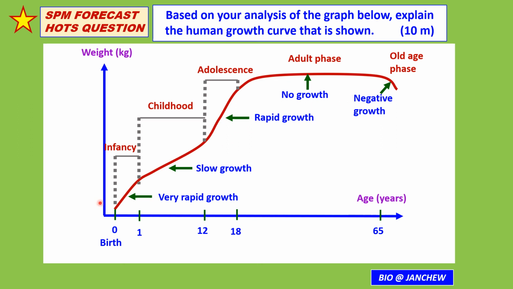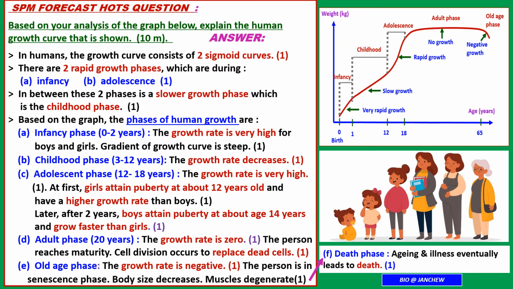negative growth. So our answer must look at each part of the curve, each section of the curve, and explain it. All right, we must be able to explain the different sections of the curve. So let's look at the answer. So again, let's now look at the answer for this HOTS question, SPM forecast HOTS question. Based on your analysis of the graph below, explain the human growth curve that is shown. Okay, let's look at the answer.